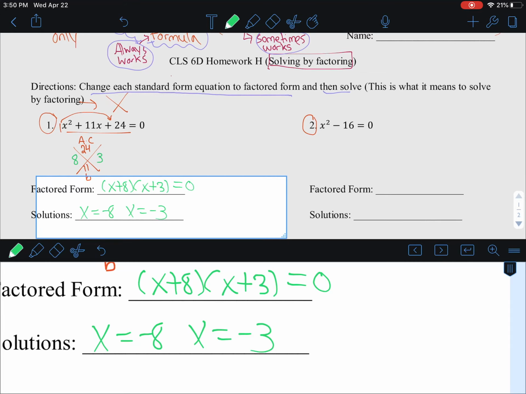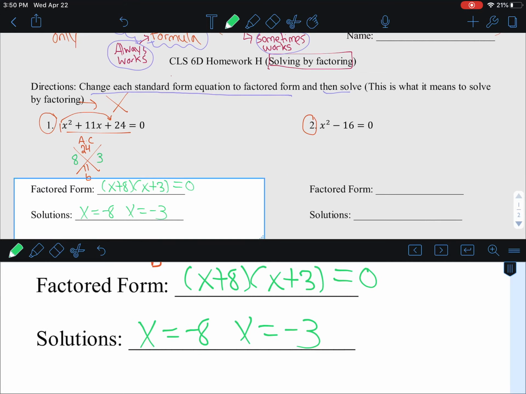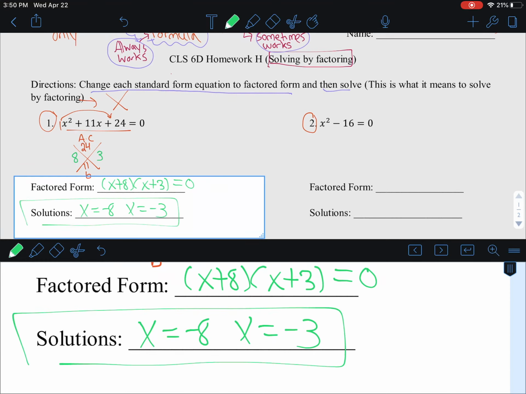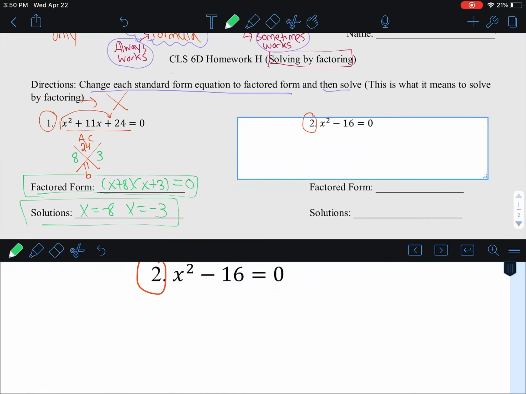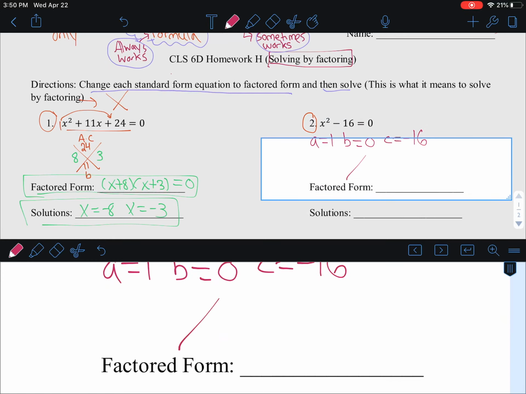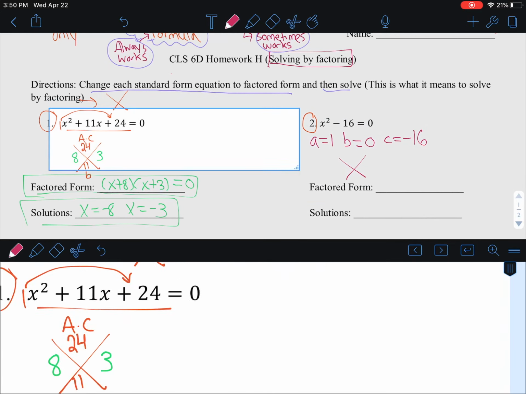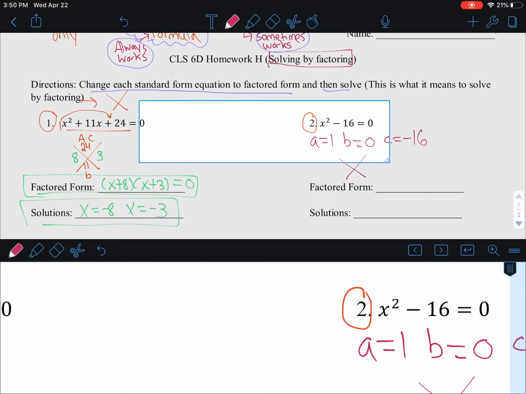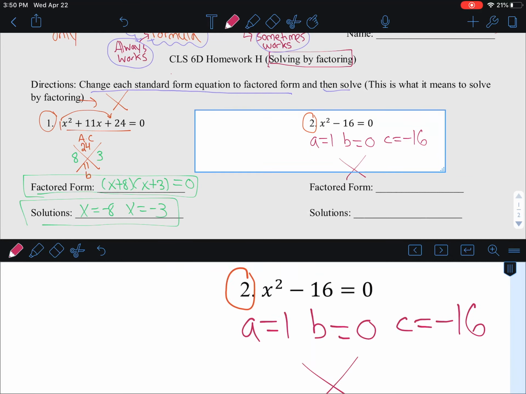I did not have to touch the quadratic formula in order to figure that out. My solutions are here. My factor form is here. That's how you solve by factoring. It's a shortcut way of solving in standard form. Just to be clear, I'm going to do number 2. A is 1, B is 0, C is negative 16. There's no GCF in these either. Don't forget about GCF, greatest common factor. There was none in any of these.